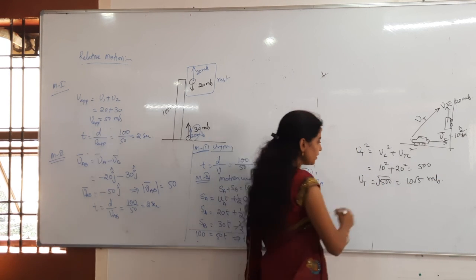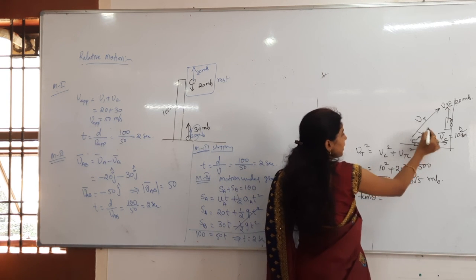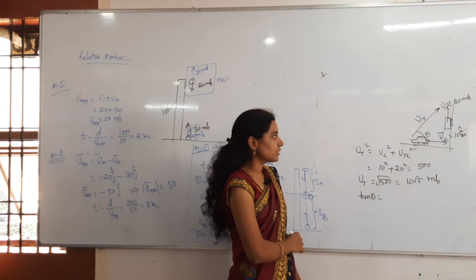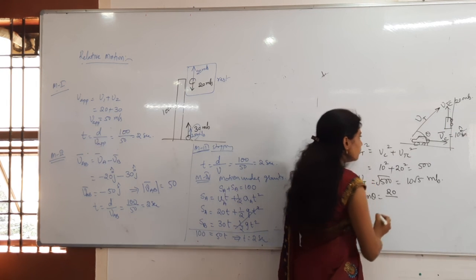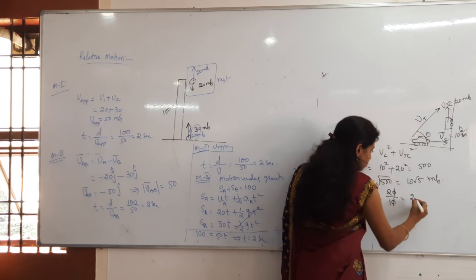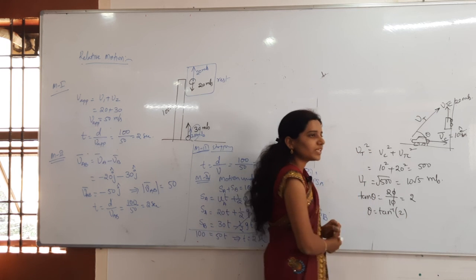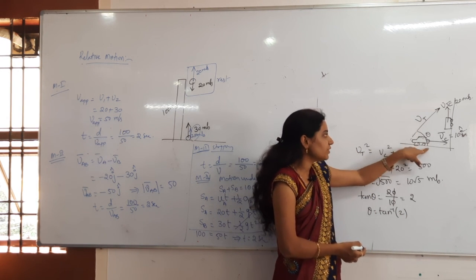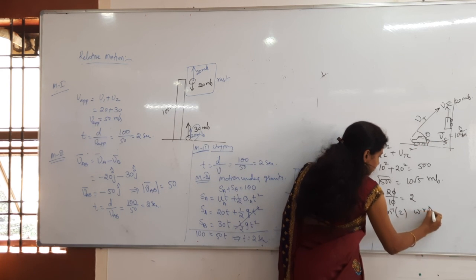Now if I want to find out the direction, let me take this angle as theta. Tan theta is equal to opposite by adjacent. Who is opposite here? 20 meters per second is opposite. Who is adjacent here? 10 i cap. So what will we get here? 2. Theta is tan inverse of 2, with respect to east only, since we are taking the direction with respect to east.